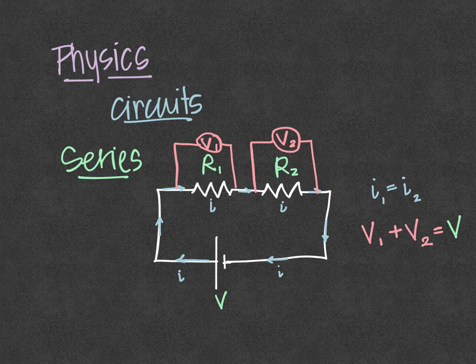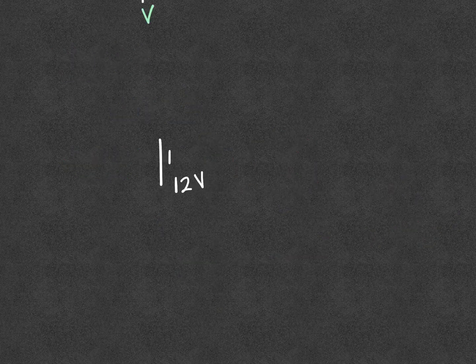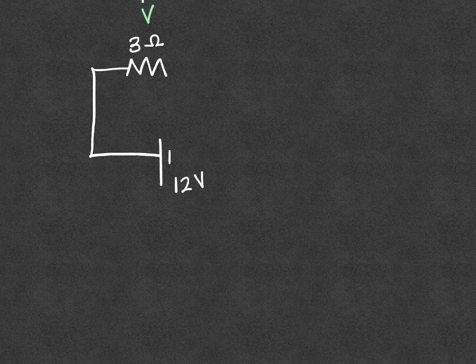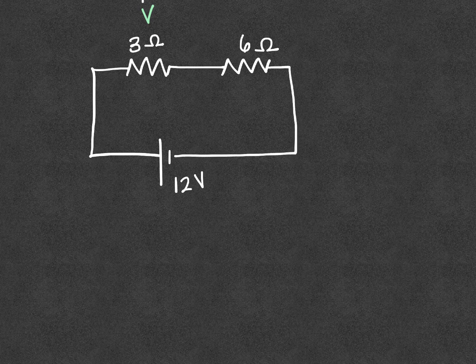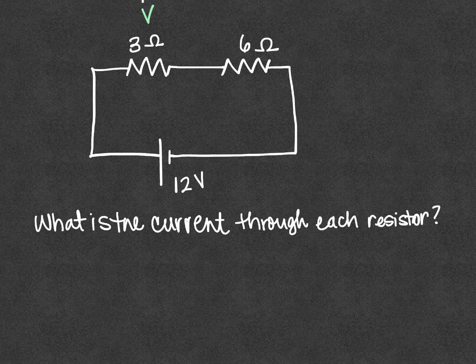Let's look at an example. Let's say we have a 12-volt battery connected in series with a 3 ohm resistor that's connected in series with a 6 ohm resistor. Then the wire is going to continue back to the negative side of the battery. So what is the current through each resistor?